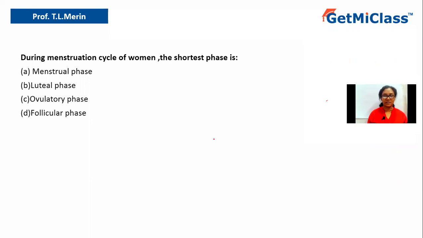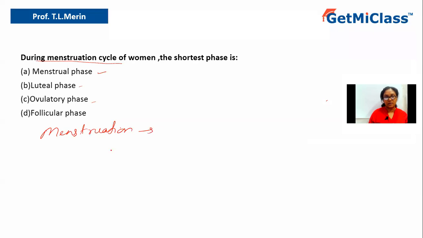Today we are going to solve this question which says, during the menstruation cycle of women, the shortest phase is: option A, menstrual phase; option B, luteal phase; option C, ovulatory phase; option D, follicular phase. Now the question says during the menstruation cycle of women, the shortest phase is. So first of all, what do you mean by menstruation cycle?